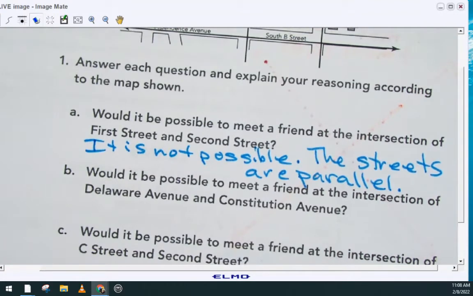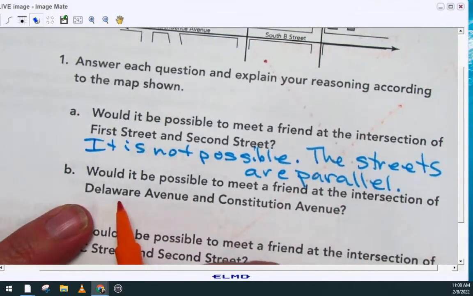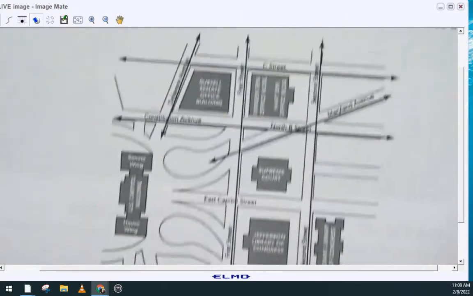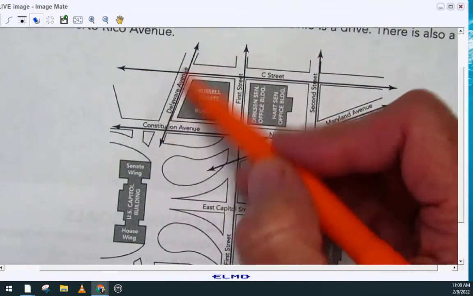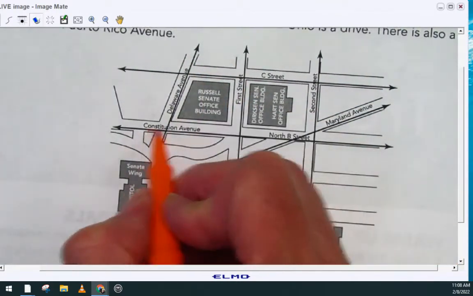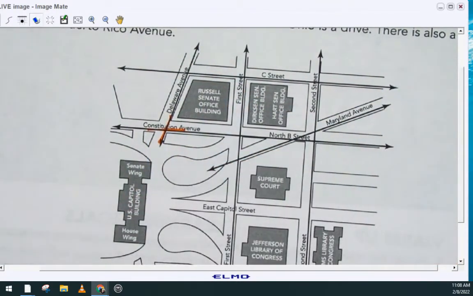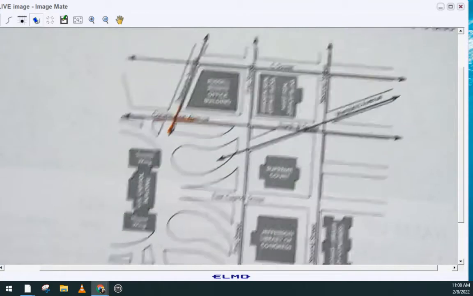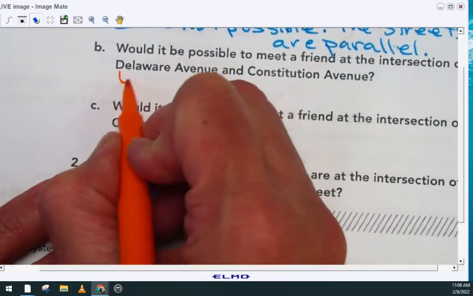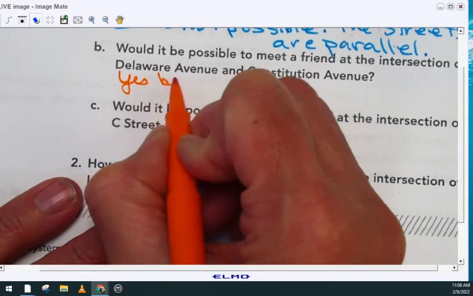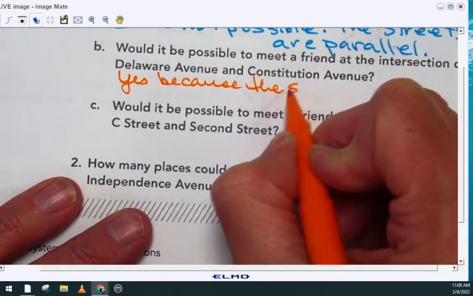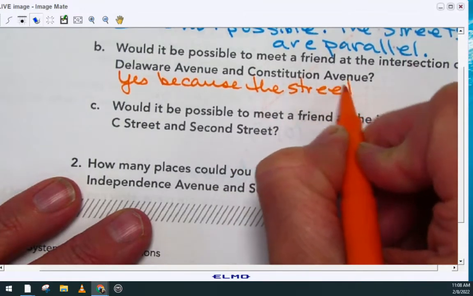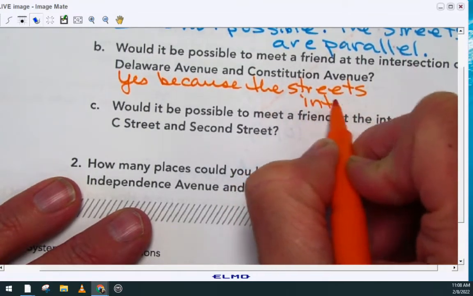Would it be possible to meet a friend at the intersection of Delaware Avenue and Constitution Avenue? So let's go up here and look. Delaware's here, Constitution's here. They run into each other right here. So would you ever be able to meet somebody there? Yes. Because the streets intersect.